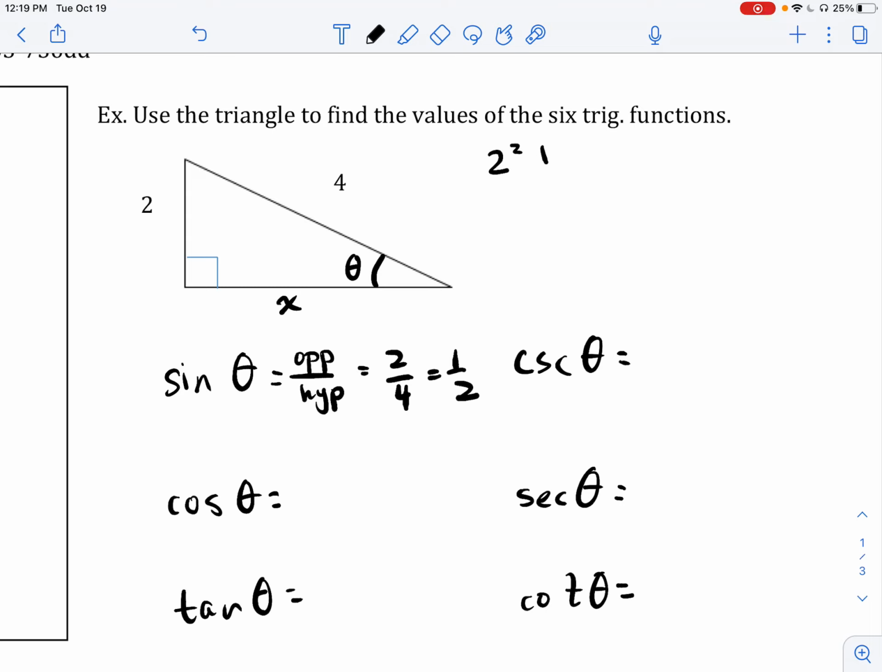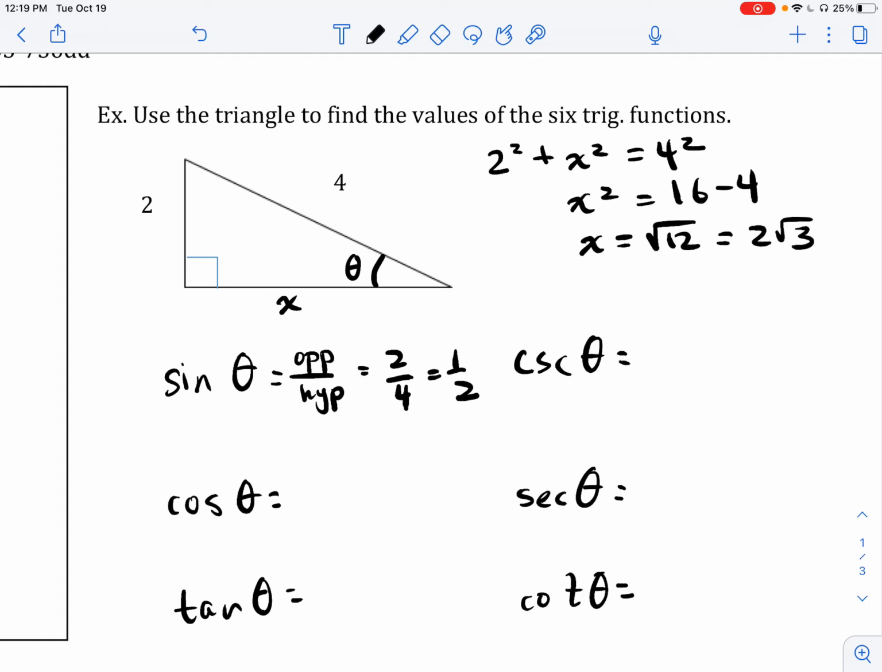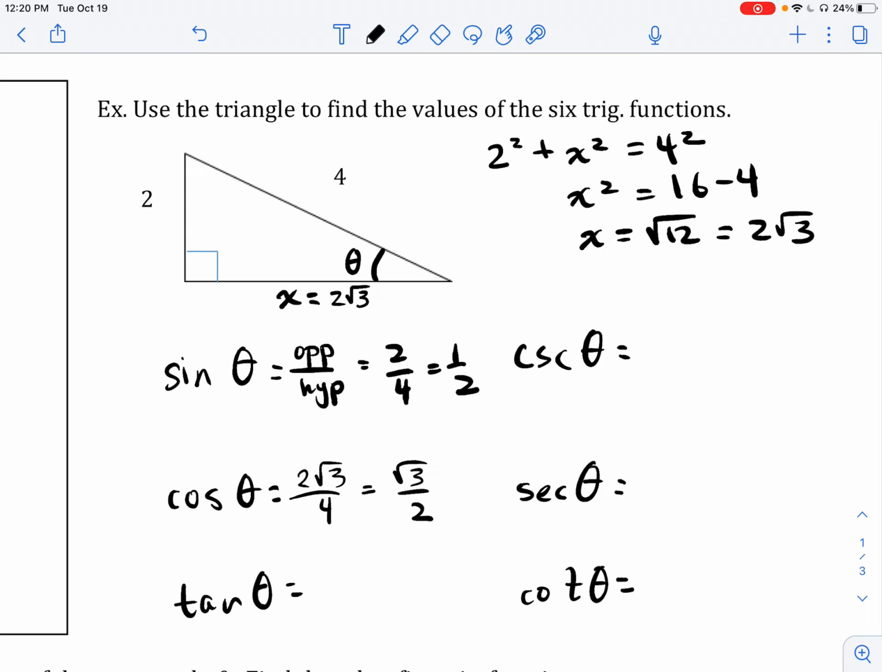I can say that 2 squared plus x squared is equal to 4 squared. So x squared is equal to 16 minus 4. Since we're dealing with the side lengths of a triangle, I can say x is simply equal to root 12 or 2 root 3. Now that I know that this side is 2 root 3, I can write my adjacent over my hypotenuse as 2 root 3 over 4, or root 3 over 2. Tangent then would be opposite over adjacent, so 2 over 2 root 3, which simplifies to 1 over root 3, which fully simplifies if I rationalize to root 3 over 3.